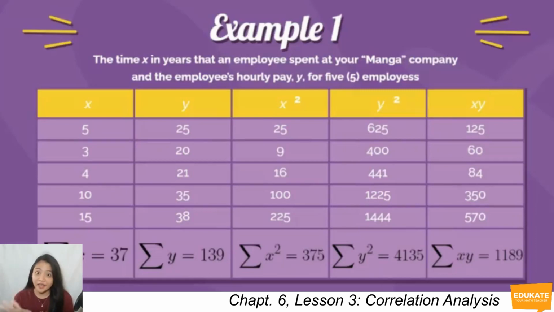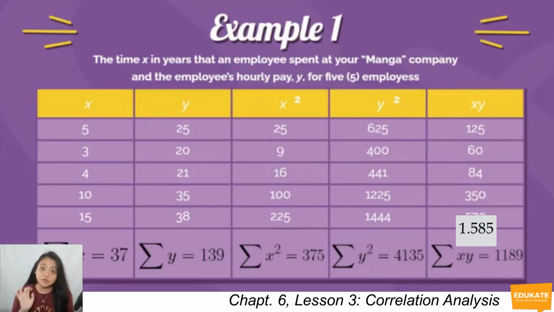We have here the time X in years that an employee spent at your manga company, and your employee's hourly pay, Y. For the first one, you're going to compute for the slope. Remember these columns, x squared, y squared, and xy. X squared is just getting the square of your x. So 5 times 5 or 5 squared, that's 25. 3 times 3 squared minus the square of the summation of x.